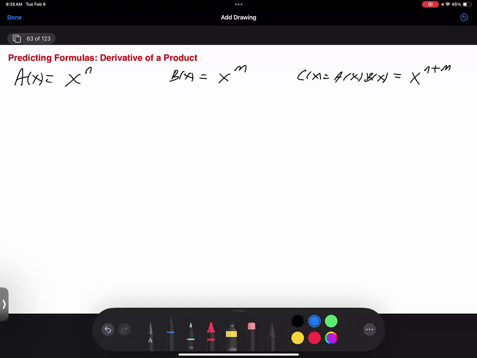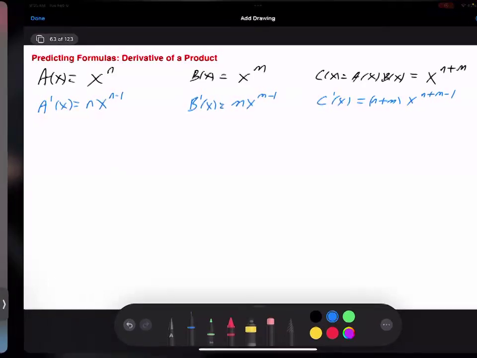Okay, so if we do this, what is a prime of x going to be? Oh, I just realized, do you want to use a, b, and c, or do you want to use f and g? Fine, okay, good. What would a prime of x be? Technically, it's times 1, right? But when you're doing the chain rule, the times 1 will matter. But right now, it doesn't matter if we're going to drop it. What's b prime of x going to be? It's going to be m x to the m minus 1, and c prime of x will be n plus m, x to the n plus m minus 1.